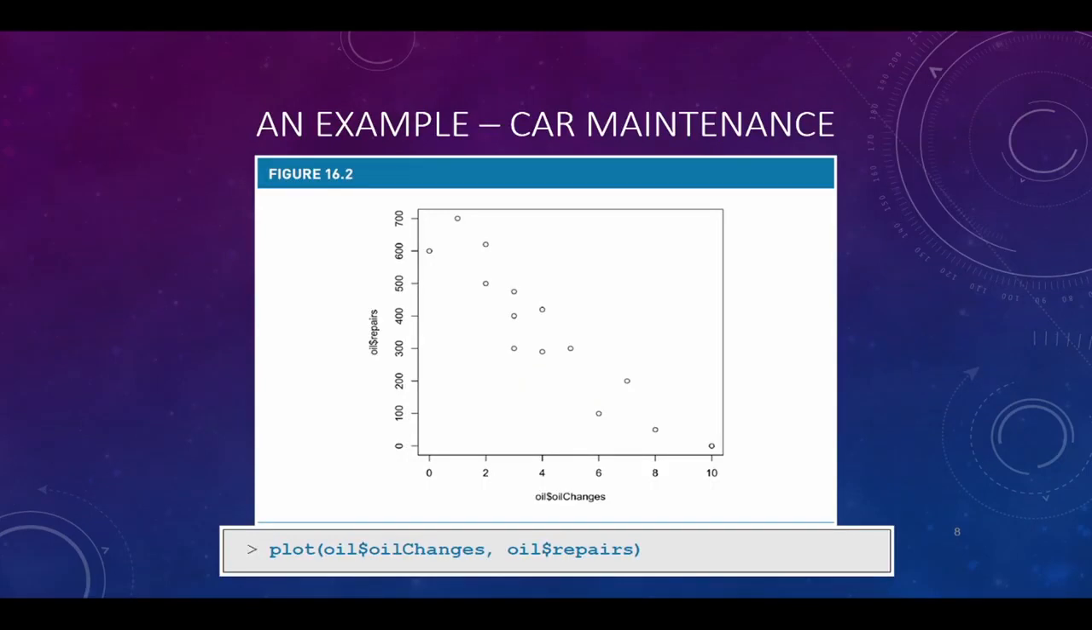Using the plot command, remember, we're going to do independent versus dependent. We can visually see this relationship. Now here, it's just oil changes versus repairs. Now we did say we were going to have two. We're going to look at the second one here in a minute.